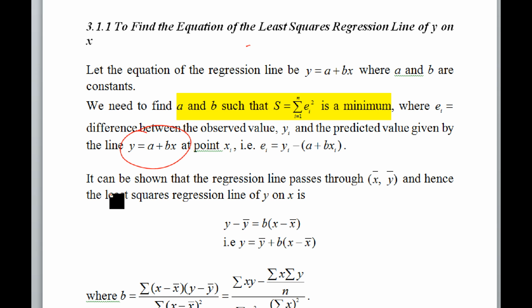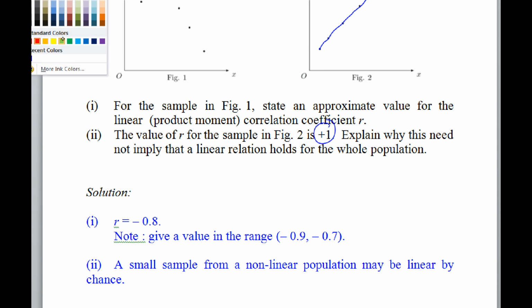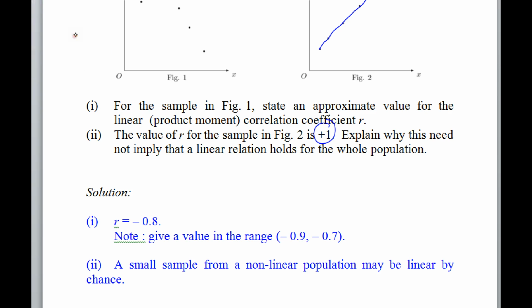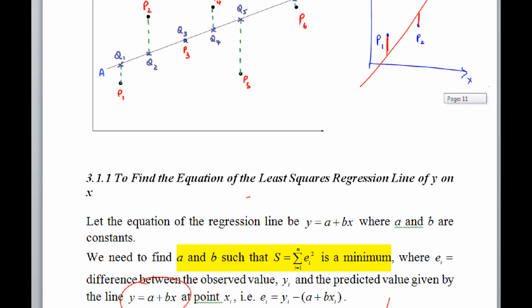But before I give you this magic formula, we must first know that whatever line you draw, the perfect straight line you draw, it must pass through x bar, y bar. What is x bar, y bar? It's the average of x, average of y. Which means this.